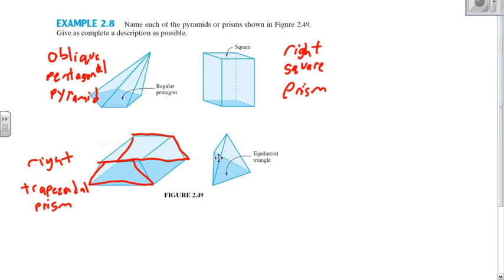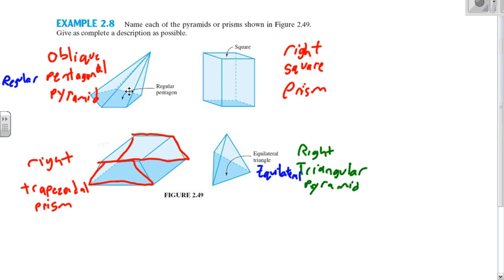And then our last example here, we do have an equilateral triangle for the base, and it is a pyramid because it comes to an apex up here. So it is a triangular pyramid. And it does appear to be a right triangular pyramid. And to be a little bit more specific, since we're told it's equilateral, you can include that in the naming. So it's a right equilateral triangular pyramid. Same thing with this pentagon up here. We could call it an oblique regular pentagonal pyramid.